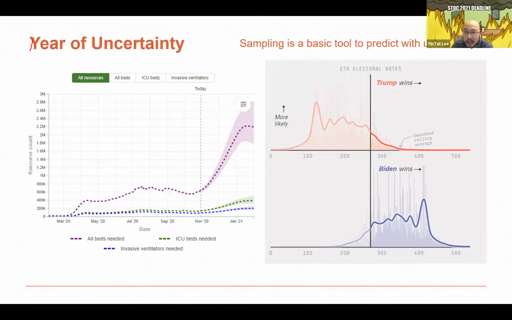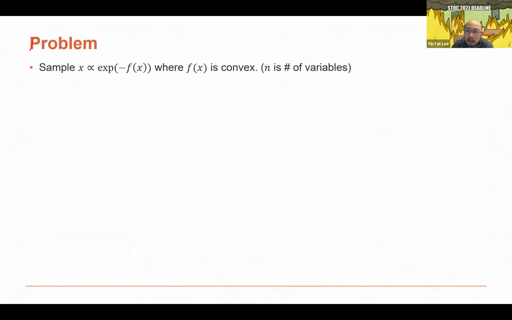In this talk, I will focus on this problem. You want to sample from exp(-f), where f is convex. By the way, if you have any question, feel free to stop me. I only have 20 slides, so there should be plenty of time for questions. Throughout the talk, n is the number of variables.